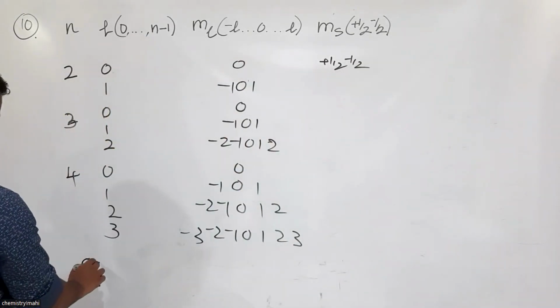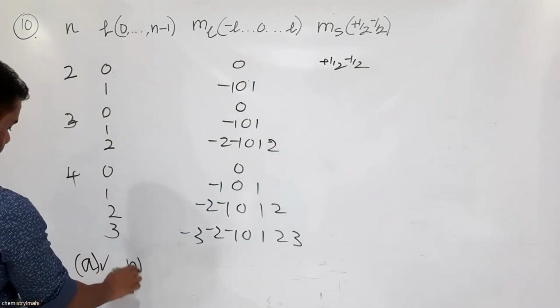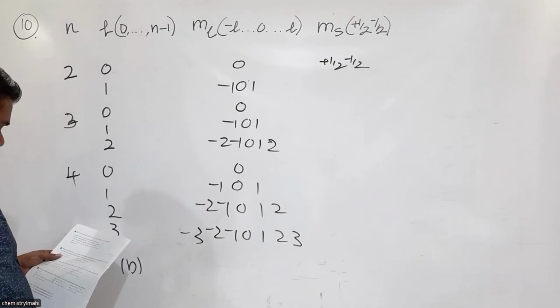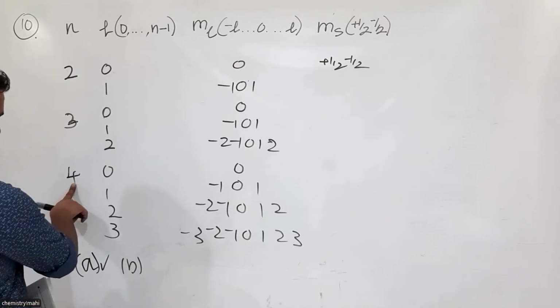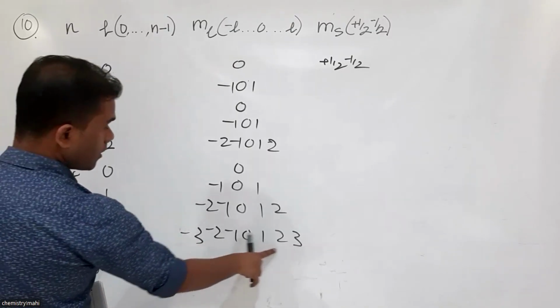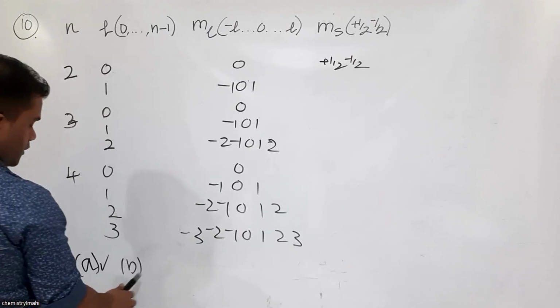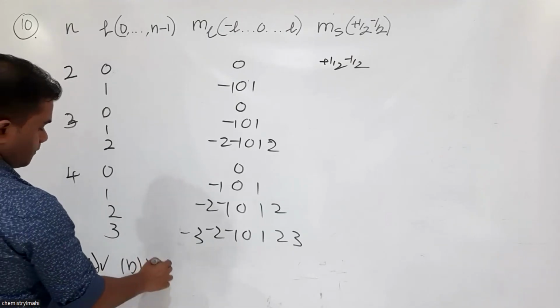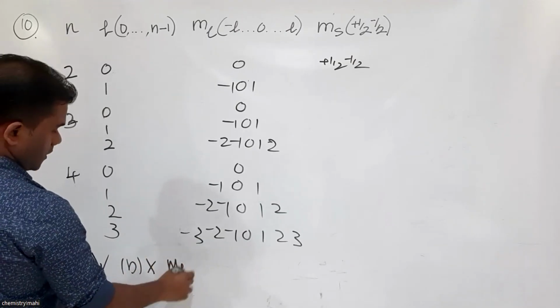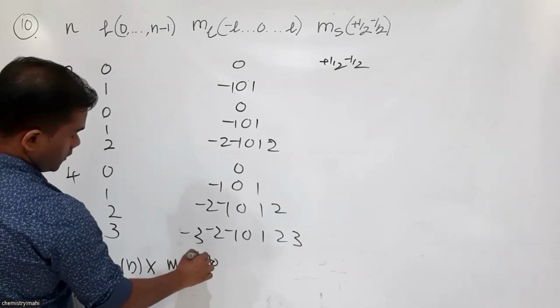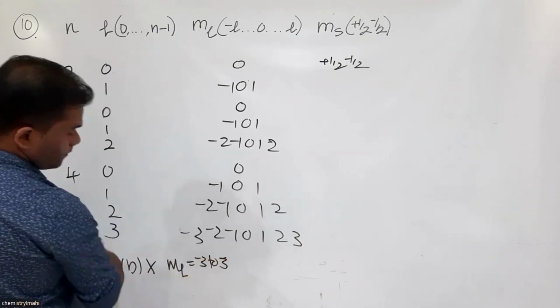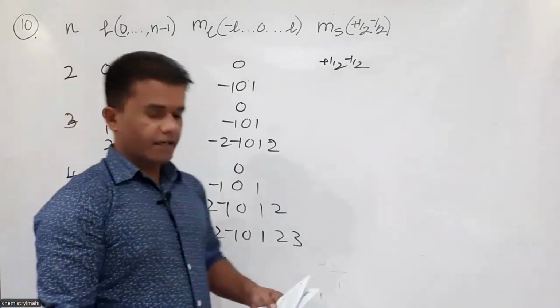A is correct. B, given 4, 3, 4. There is no 4. Therefore, this is incorrect. What's the problem? ml should be in between minus 3 to plus 3. Then 4 is outside, so it can't be.